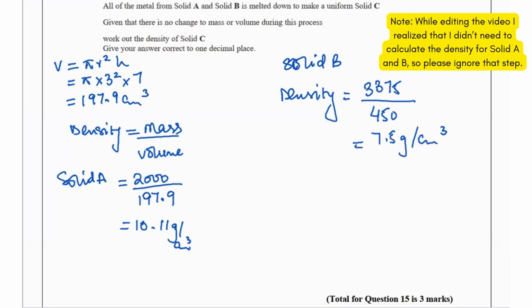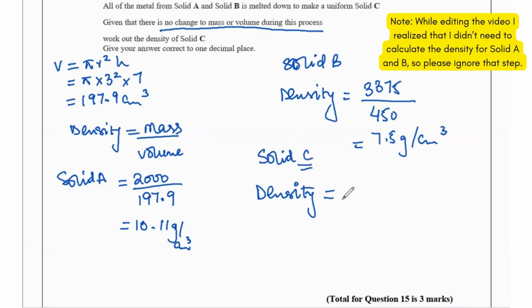Now for solid C, since we're melting solid A and solid B to make solid C, and the question clearly states that there's no change in mass or volume, that means we add the masses and the volumes and use that to find the density for solid C.